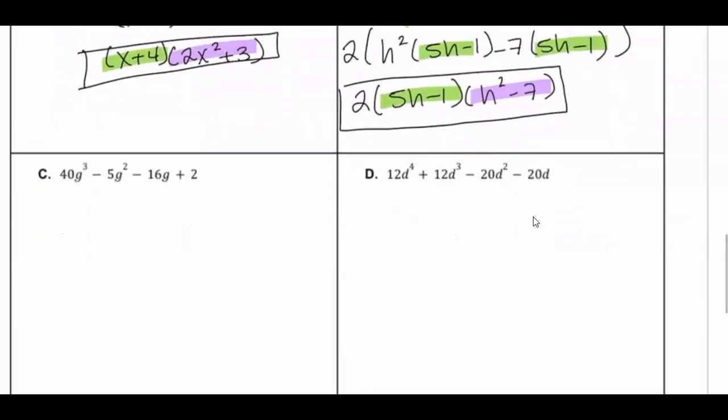So now we're going to go to example C and D. For example C, what we're going to do is say, okay, I need to find my GCF first, if there is one. So I'm going to look at the smallest number, which is 2. So we'll divide into 16, but 2 will not divide into 5. So this one does not have a numerical GCF, and they all do not have the same variable. So they all don't have a GCF, so I'm going to go straight to drawing my parentheses.